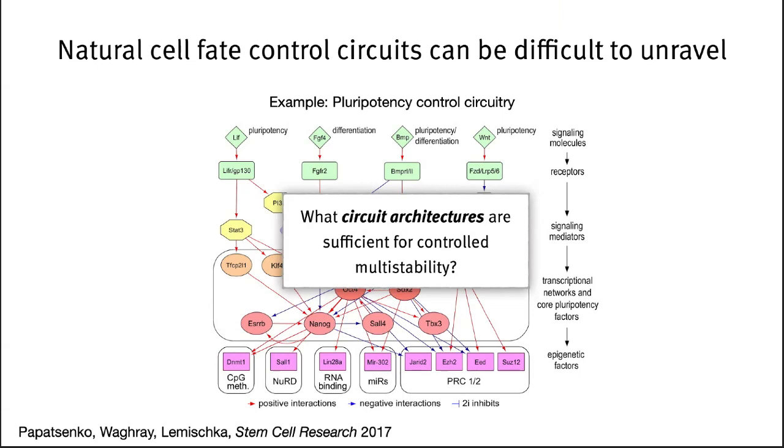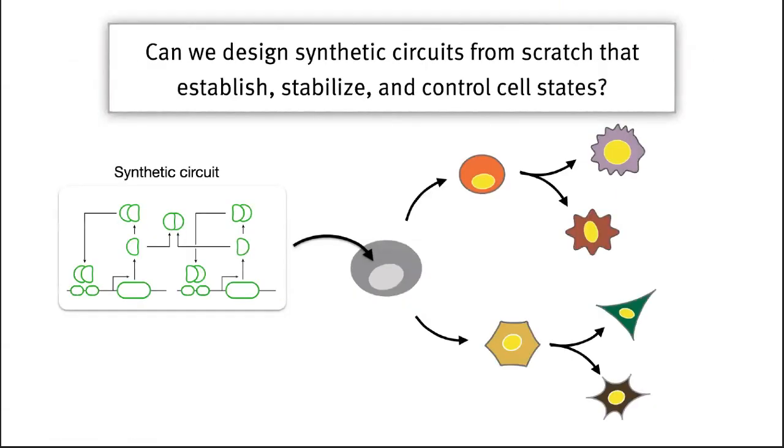What are the architectures that are sufficient to give you this incredible range of cell fates and transitions that we see in nature? And to address that question, we wanted to take a different approach, kind of the opposite approach of trying to analyze the natural system, and that is asking whether we could create a synthetic system that recapitulated some approximation of this behavior, of the ability to generate lots of different states.